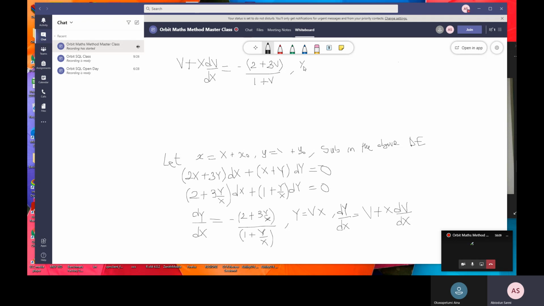So I will now have x dv dx now be equal to minus bracket 2 plus 3v, all over 1 plus v, minus v. So I can now have x dv dx now be equal to minus 2 minus 3v minus v minus v squared, all over 1 plus v.